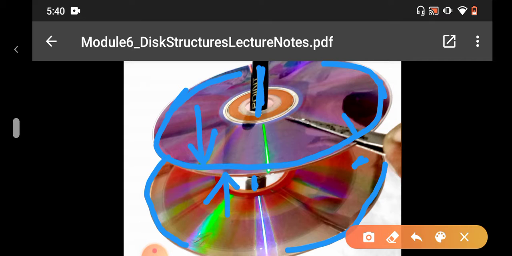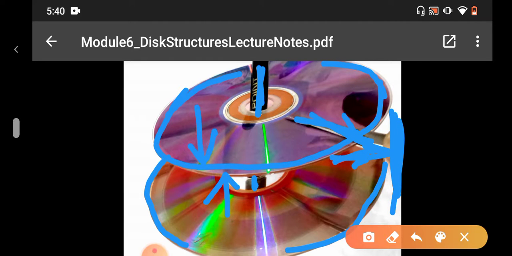The dimensions and the particular specifications are all given in the lecture notes also. I will be talking about them as well. And this arm which you are seeing, this is the top and the bottom one. The read write head is connected to an arm, like that.